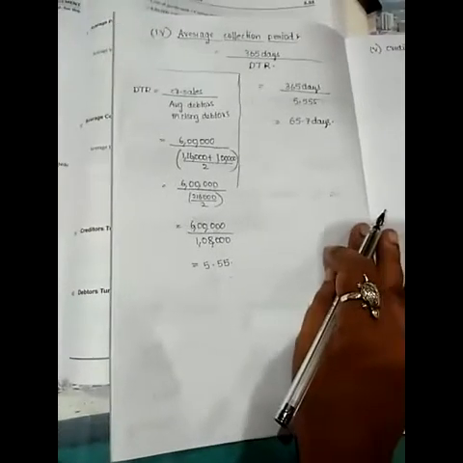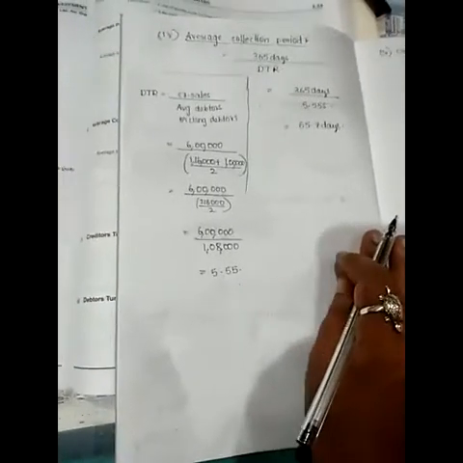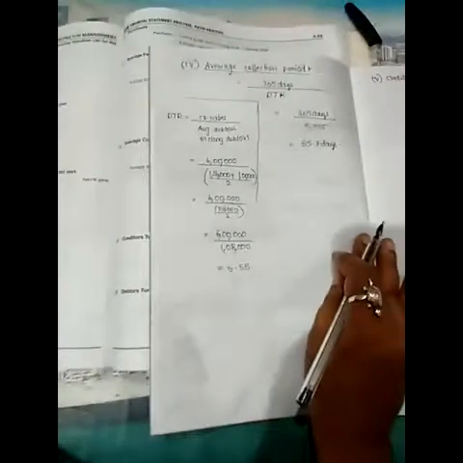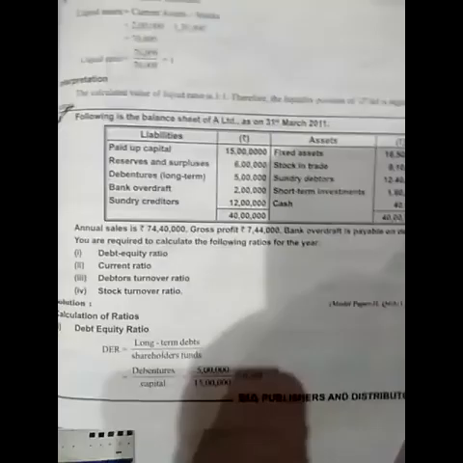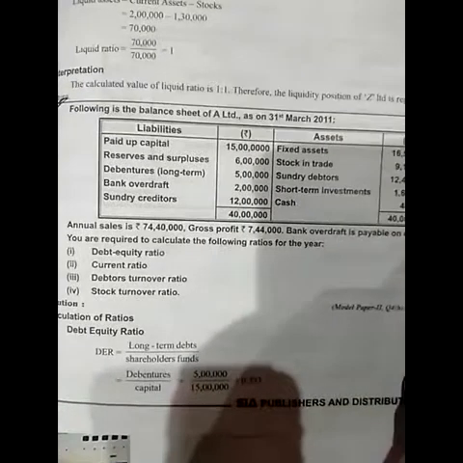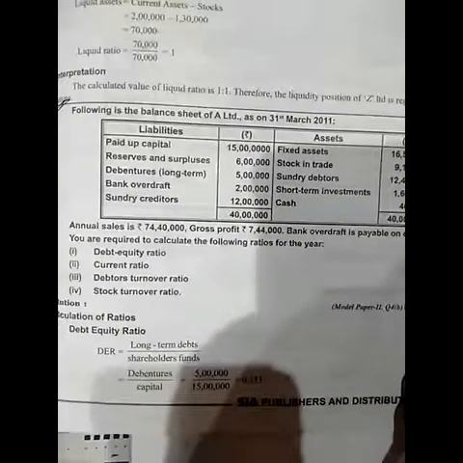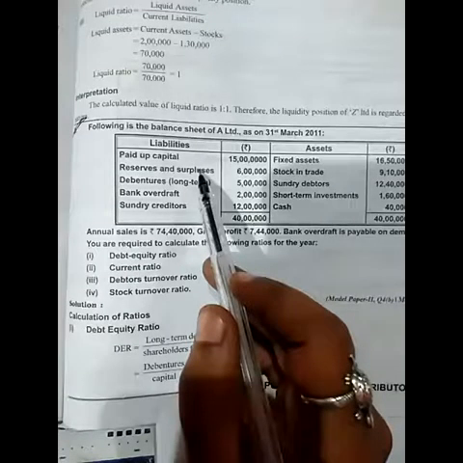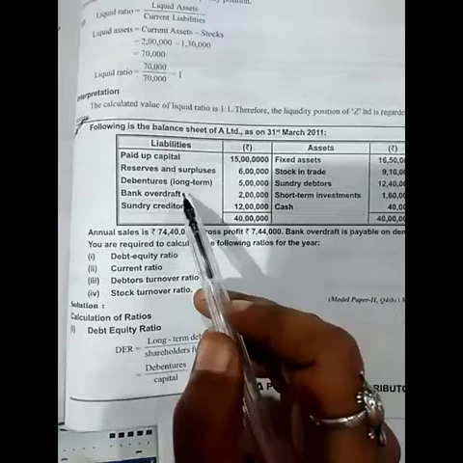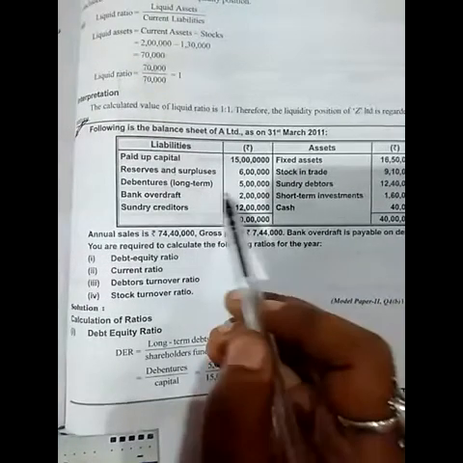This is one of the easiest, and this is the first one. Let us check the next one. Next question. See, this is the question. They gave us a balance sheet in which we have paid up capital 15 lakhs, reserves and surplus 6 lakhs, long-term loans, I mean debentures, 5 lakhs, bank overdraft 2 lakhs, sundry creditors 12 lakhs.